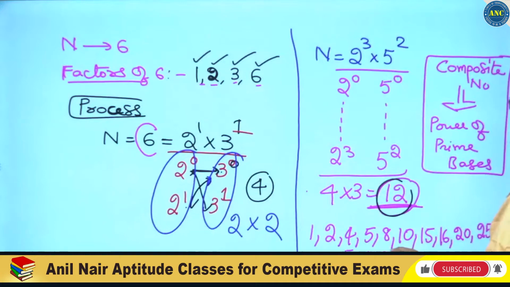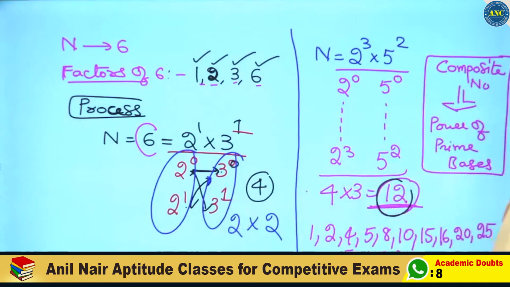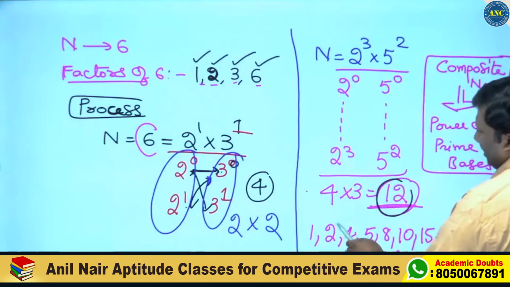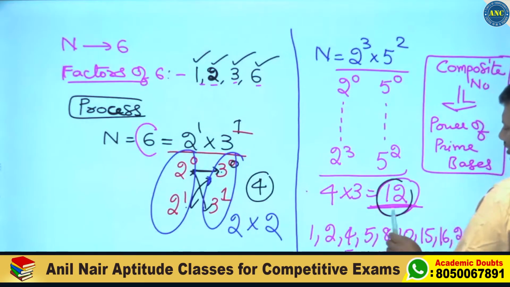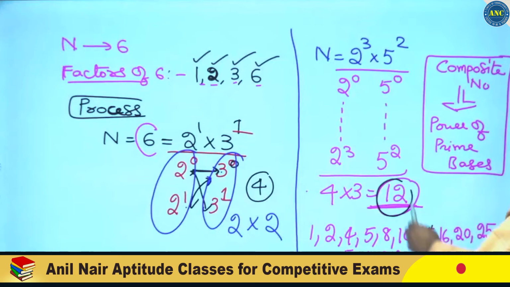Now if you see here, is there any case that we did wrong? 1 is a factor, 2 is a factor, 4 is a factor, 5 is a factor, 8 is a factor, 10 is a factor, 15, 200 is not divisible by 15. This case we should not take. Is 16 a factor? 16 is 2 power 4. This case we should not take. 200 it is a factor.